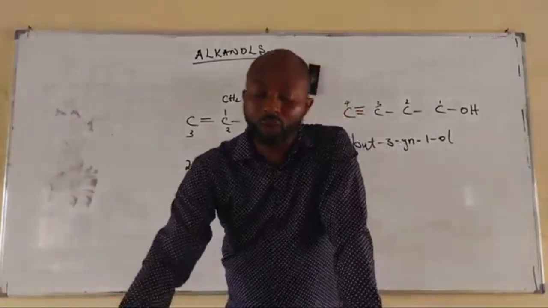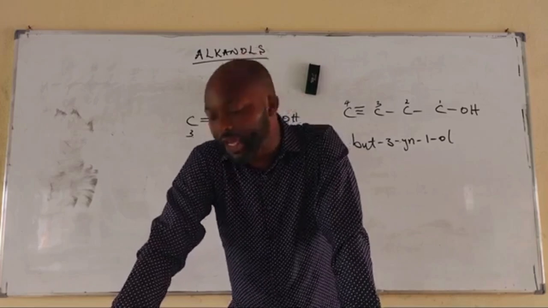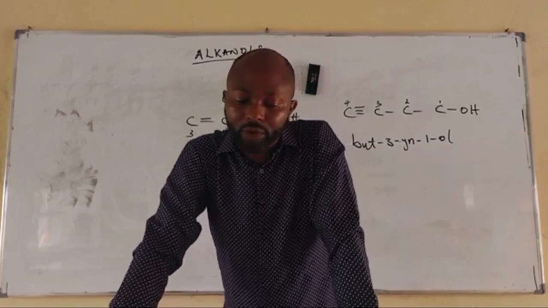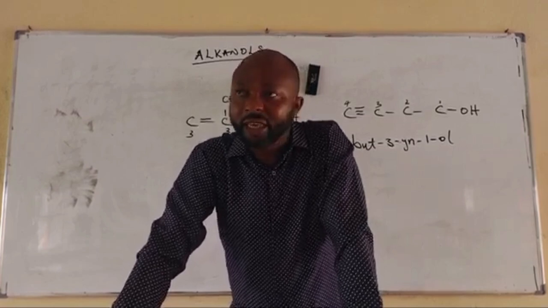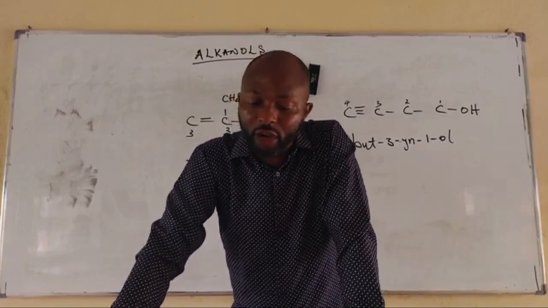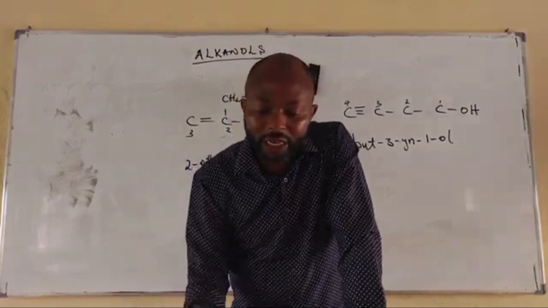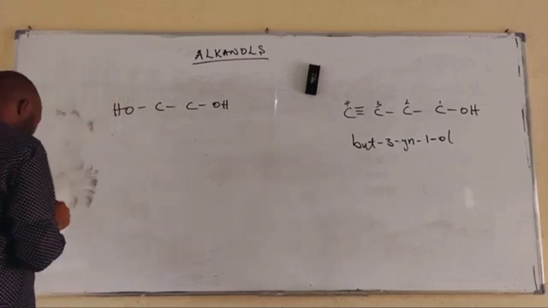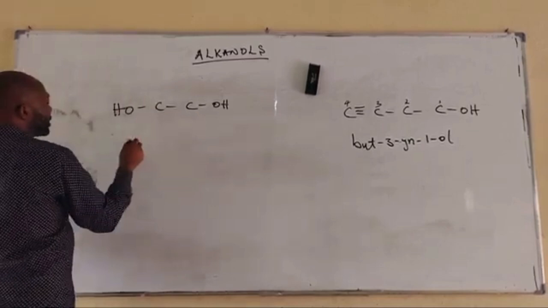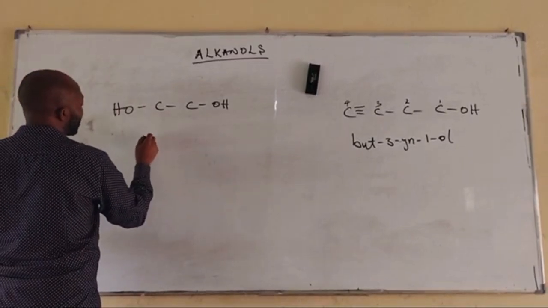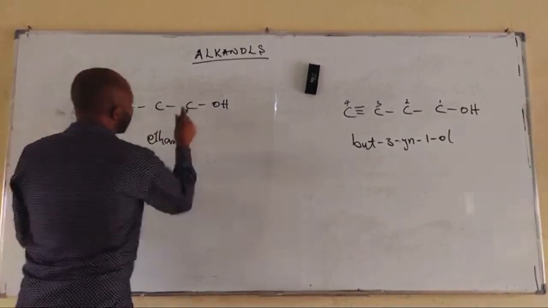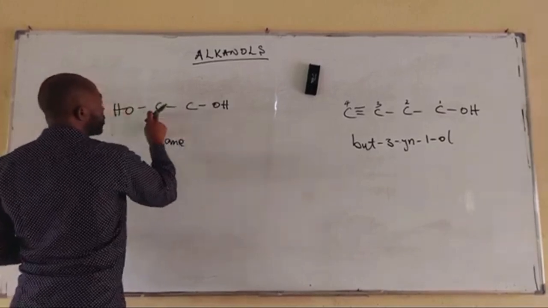Now, the last rule says if the molecule is polyhydric, the parent chain must contain as many hydroxy groups as possible. It is then named as diol, triol, etc. For instance, let's take, I think I've named this earlier on, but let's go with it again. It must be diol. For example, this is ethane, ethane-1,2-diol.